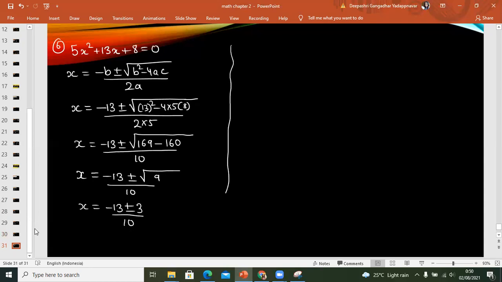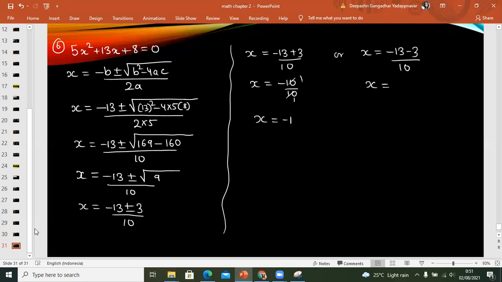Now let us separate this. x equals negative 13 plus 3 divided by 10. Minus 13 plus 3 will give negative 10. 10 cancels 10, which gives you negative 1. Or the next solution, x equals negative 13 minus 3, so negative 16 divided by 10. 2 times 8, 2 times 5. So x equals negative 8 by 5.